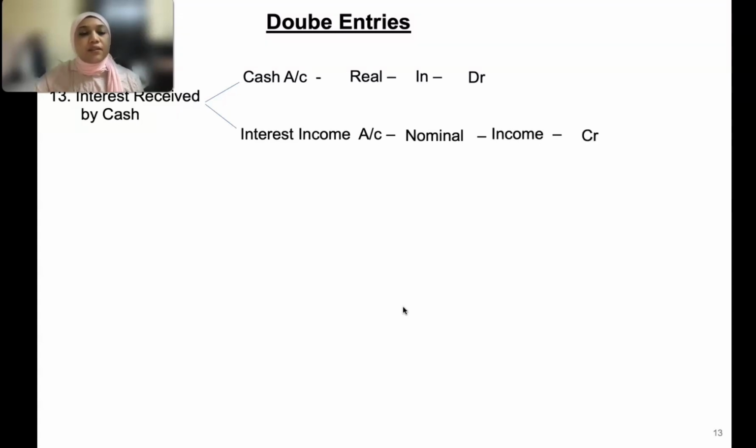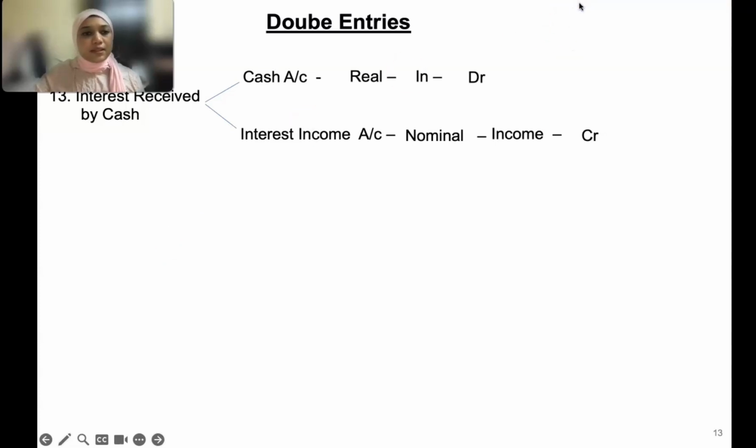Let's say we are receiving a commission by cash. So we'll open cash and commission account. We are receiving an income, so we'll record in our income account. If we receive interest, we'll open cash account and interest income account. Cash account, we receive cash: real, in, debit. Interest income is nominal. It is income, that's why credit. I hope you understand up to here.